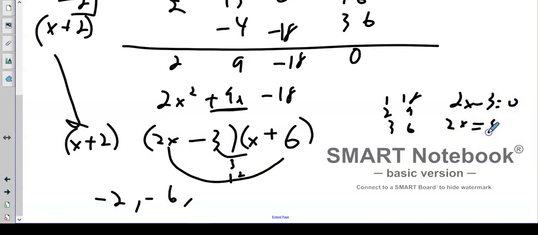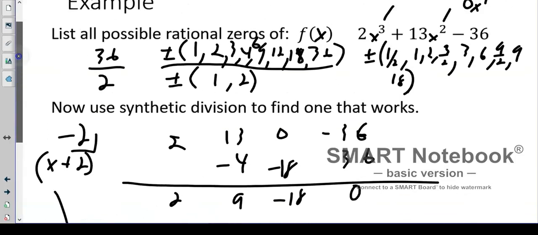Add 3 to both sides. Divide by 2, 3 halves. Those are our 3 zeros. Those are our 3 roots, our 3 solutions. And notice, 3 halves was one of ours, 2 and 6.